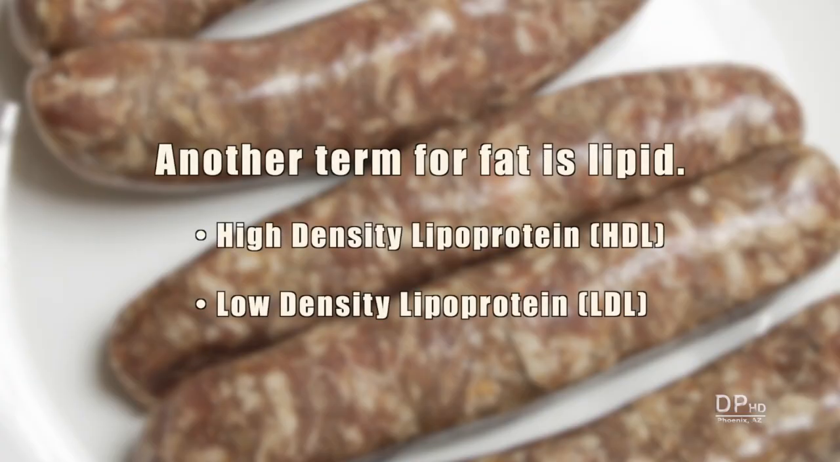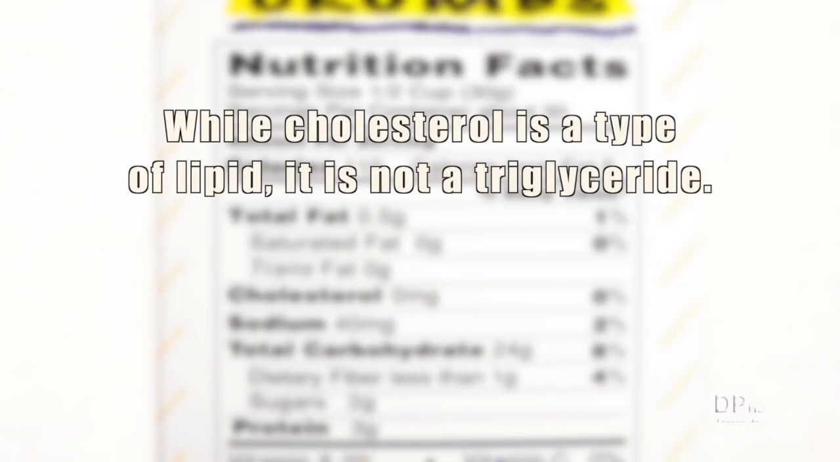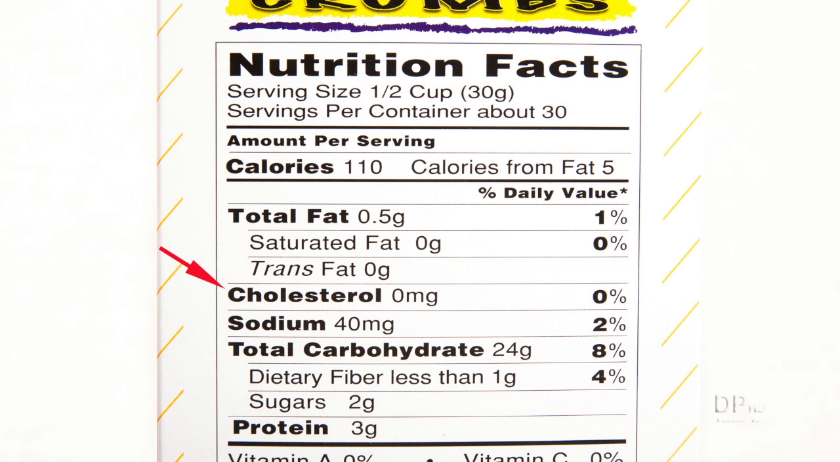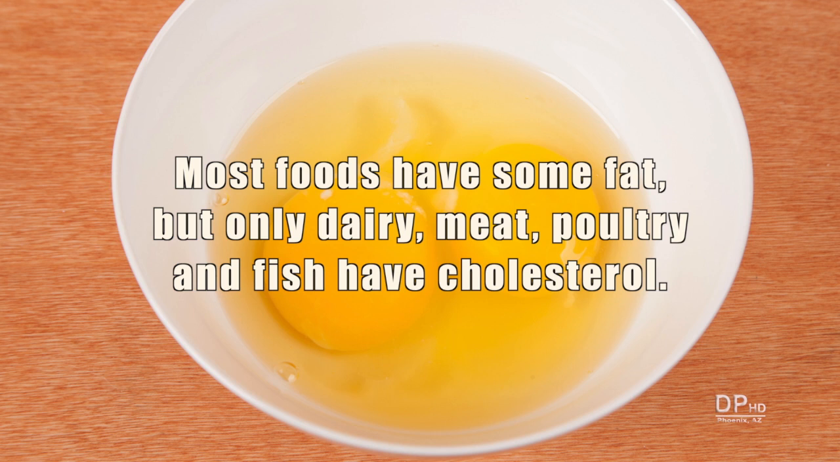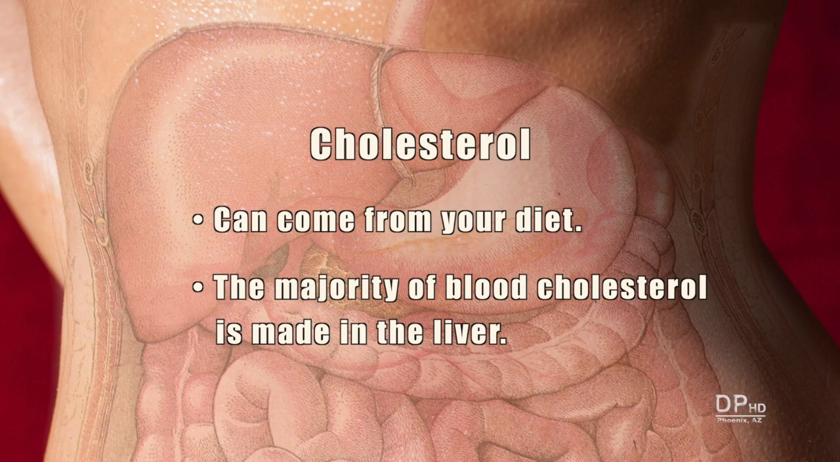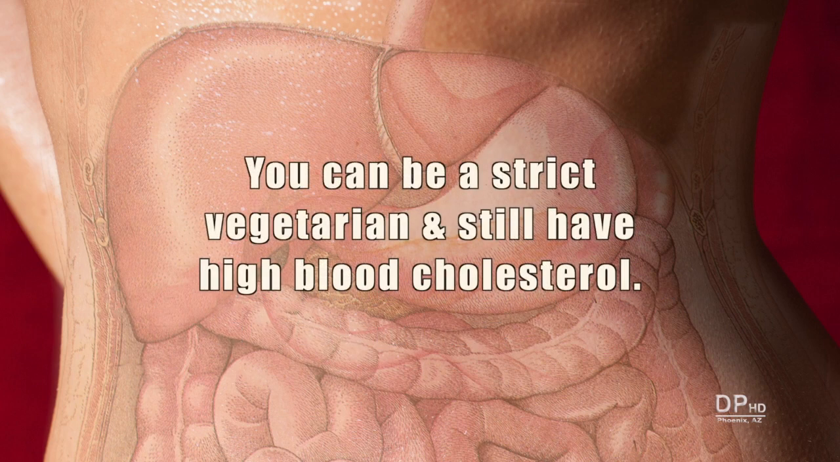Another term for fat is lipid. Lipids include high and low density lipoproteins, better known as cholesterol. While cholesterol is a type of lipid, it is not a triglyceride. Cholesterol is listed separately from fats on the nutrition facts label. Most foods have some form of fat, but only dairy, meat, poultry, and fish have cholesterol. While cholesterol can come from your diet, the majority of blood cholesterol is made by the liver. You can be a strict vegetarian and still have high blood cholesterol.